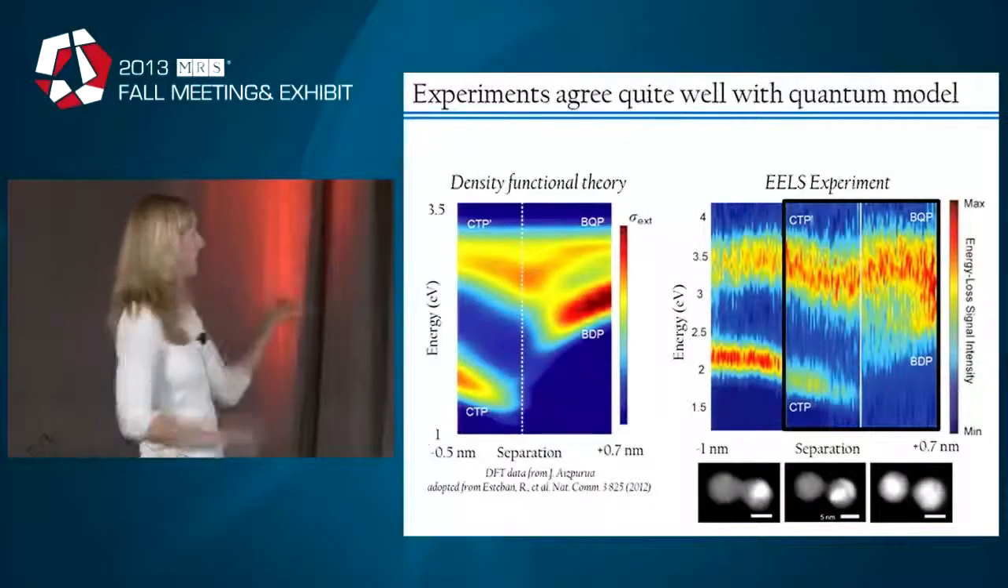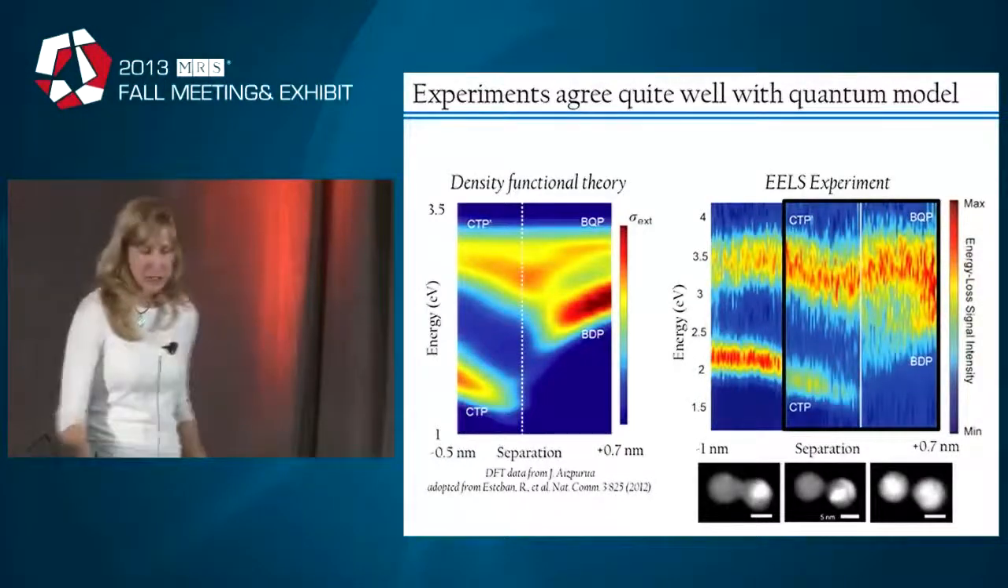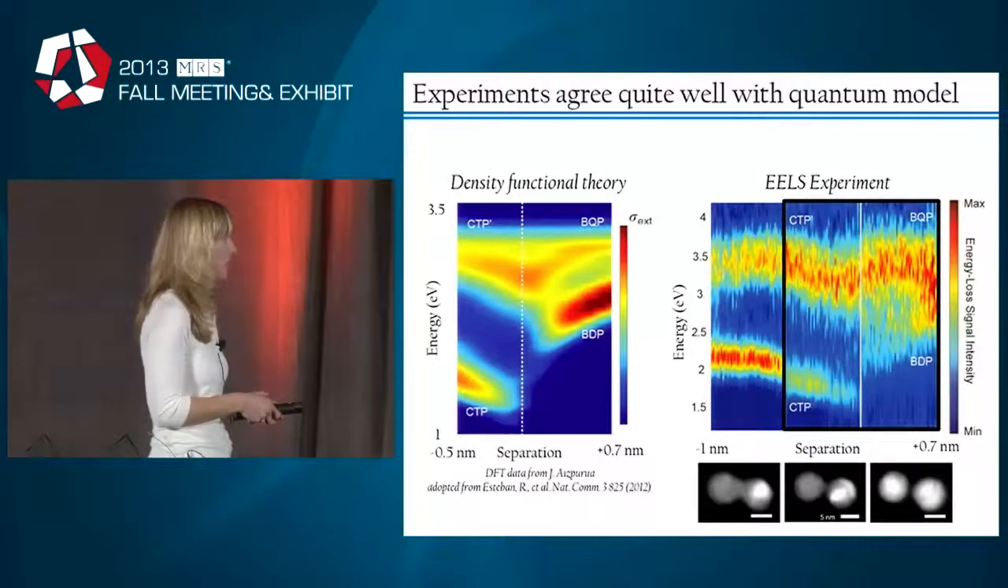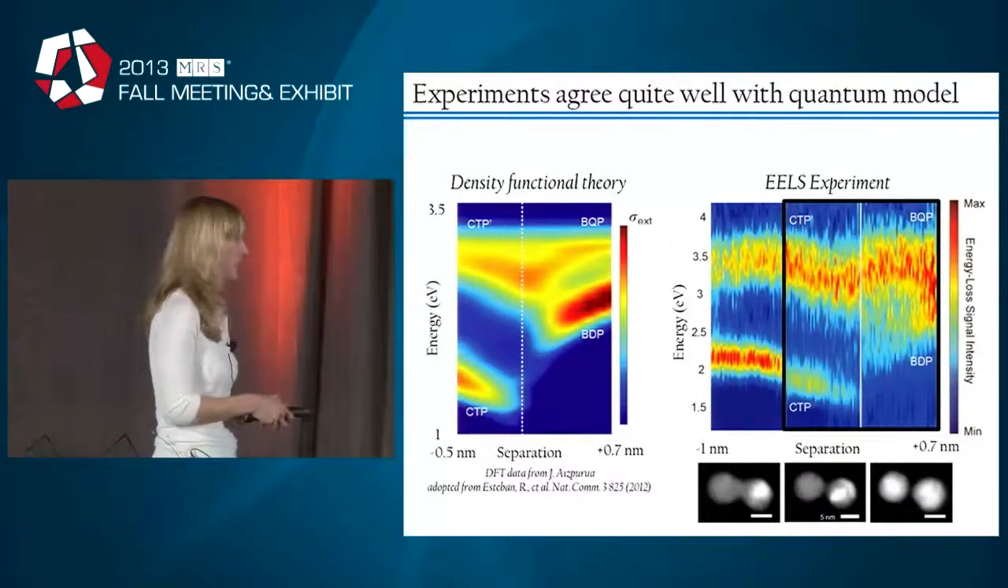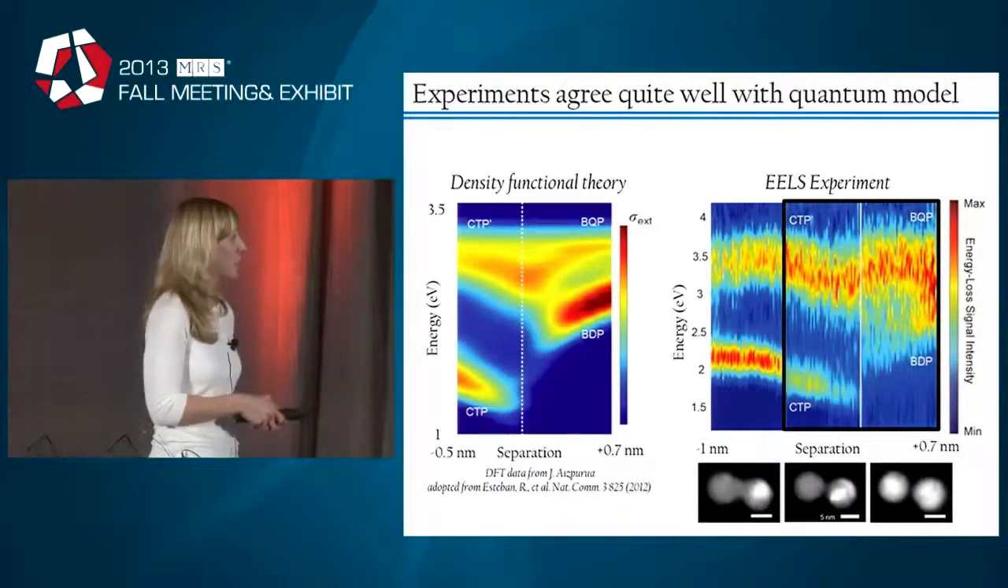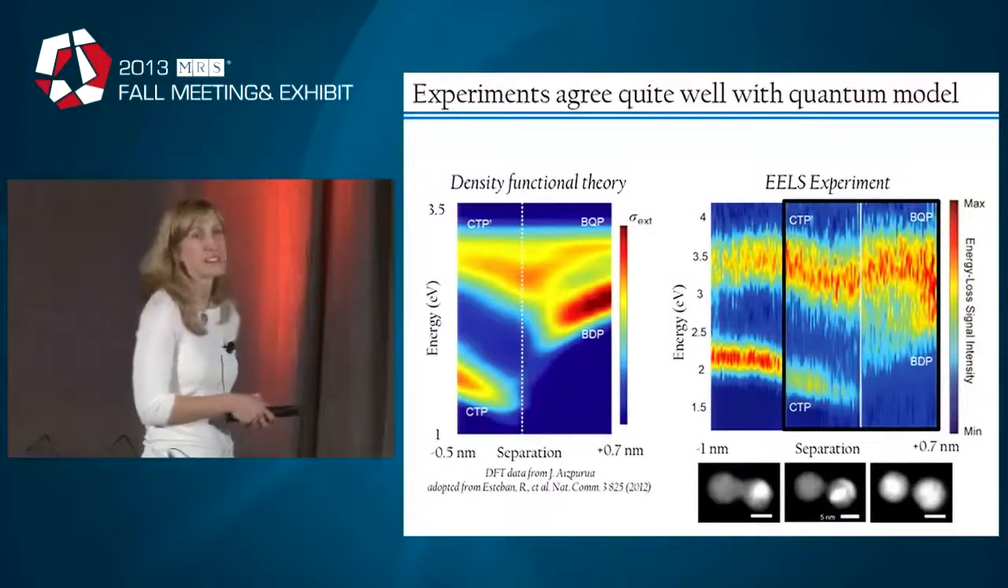One of my colleagues, Javier Itzpura, had performed density functional theory to account for the effects of electron tunneling between two plasmonic nanoparticles. So here are the density functional theory calculations for separations between about 0.7 nanometers and minus 0.5 nanometers, corresponding to this part of our experimental data.